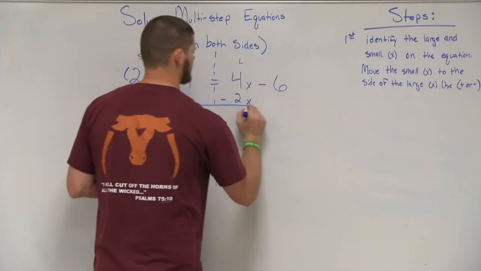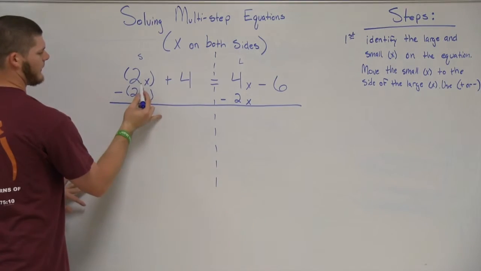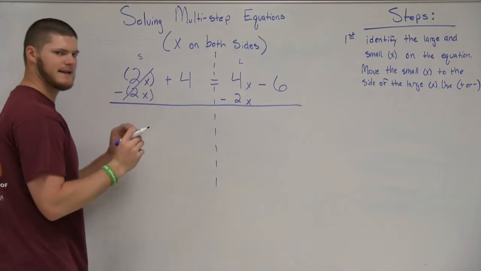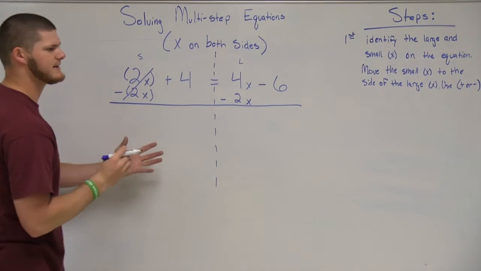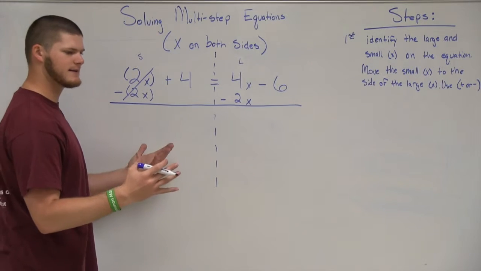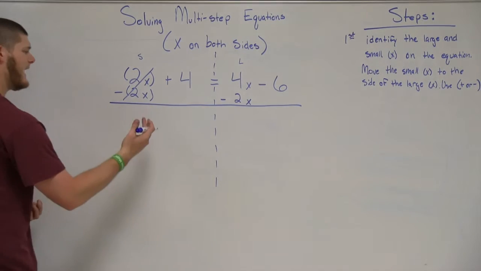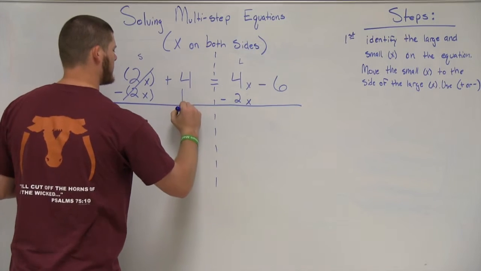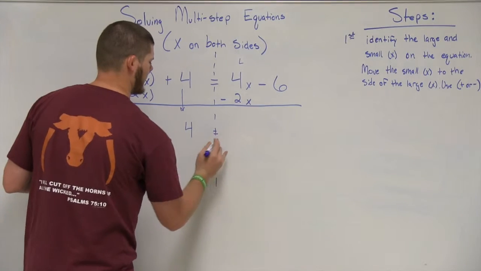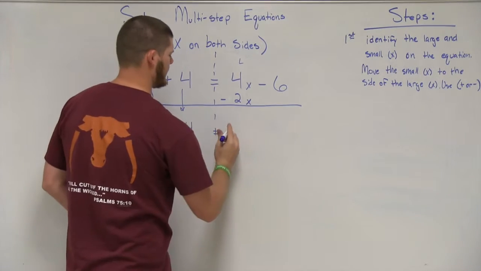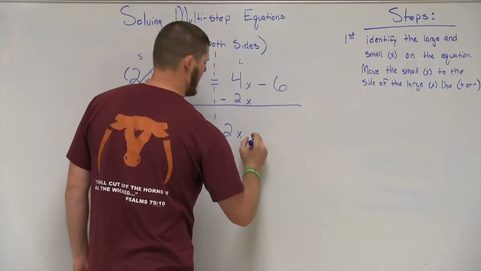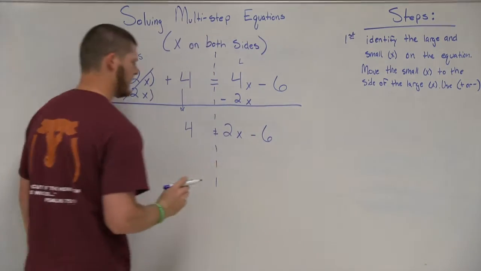So if I subtract 2x from positive 2x, these will cancel and I get 0 x's. Do I need to write a 0x? No, because 0x tells us that there's no x's. Therefore, we don't have to write it. But we do have to bring down our positive 4. We also bring down our equal sign. 4x minus 2x leaves us with 2x, and our minus 6 comes down as well.